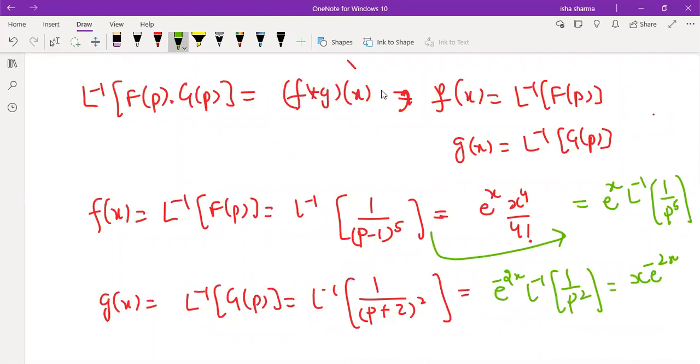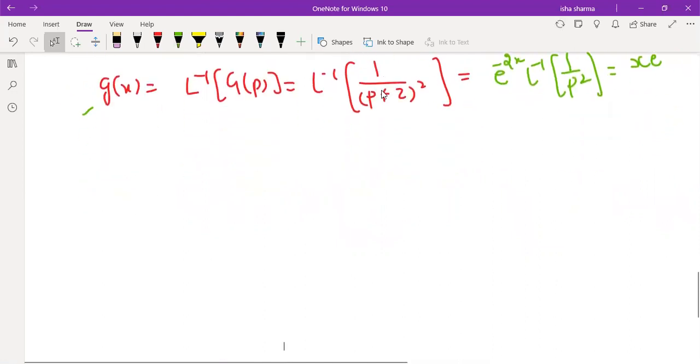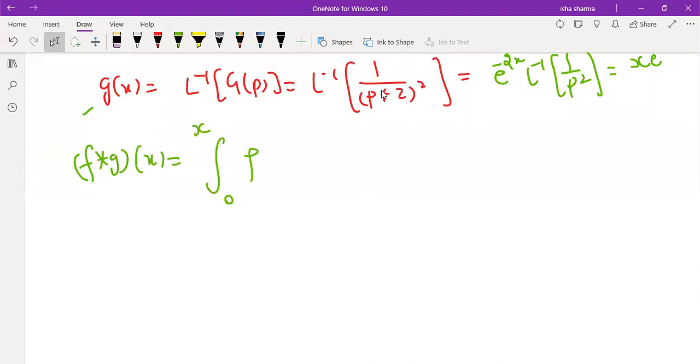So from this step onwards, your question is similar to the previous question, that you are given two functions, you need to find their convolution, right? So for finding convolution, we need to use the formula for convolution, which is (f star g)(x) equals integral 0 to x f(t) g(x minus t) dt. So you got f(x) and g(x).